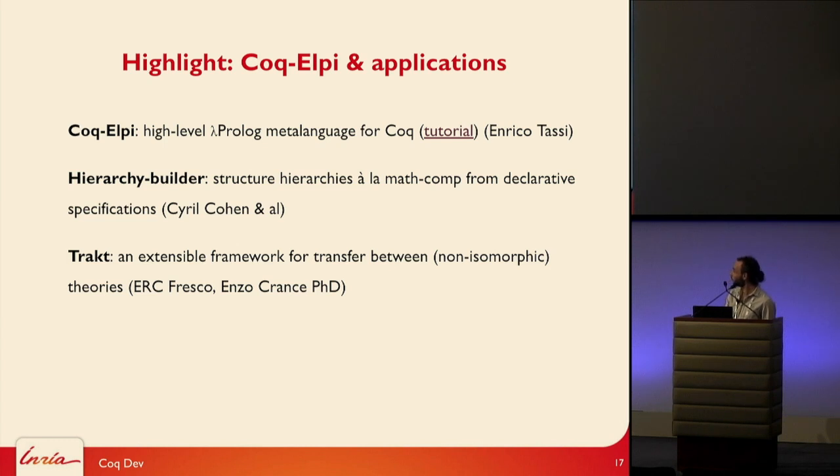Also implemented in Coq-ELPI is Trakt, which is an extensible framework for transfer between theories, which are not necessarily isomorphic. So think integers and natural numbers. When you have an automation tactic, for example, on integers, it will not work on your type of natural numbers. You need a transfer theorem, and this is something that automates that process. And there is an ERC led by Assia Mahboubi, which is really concentrating on this subject of automation.